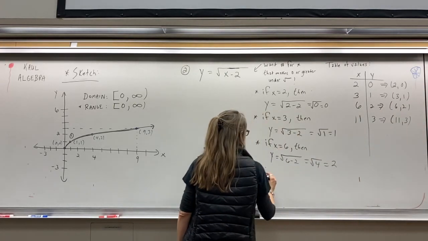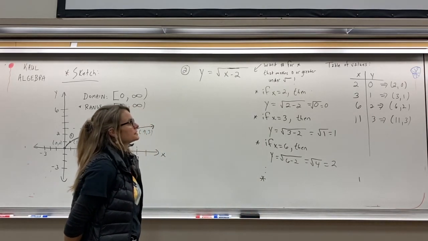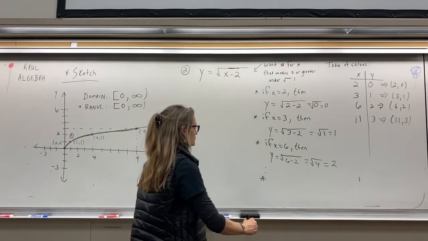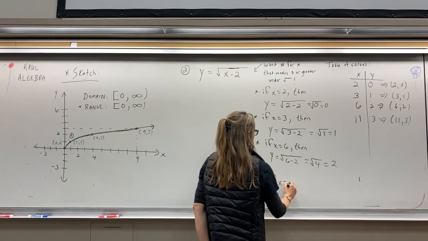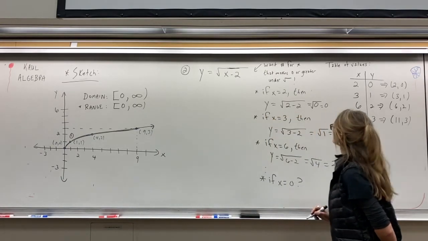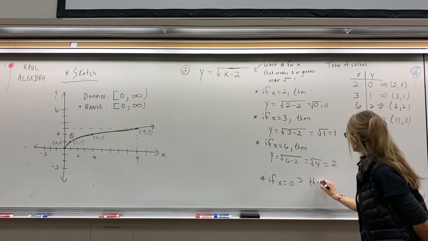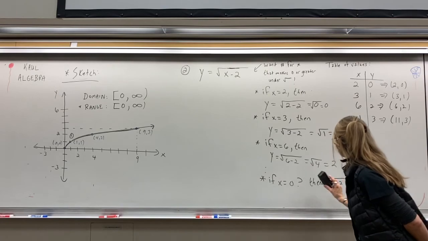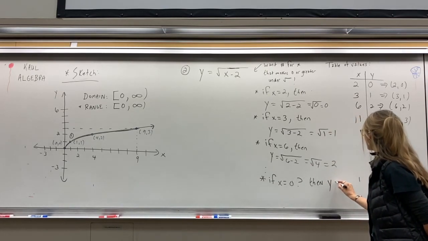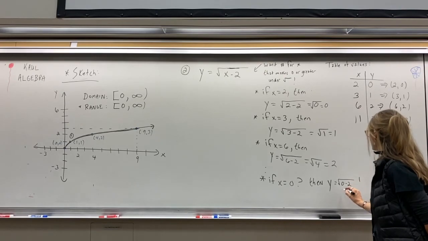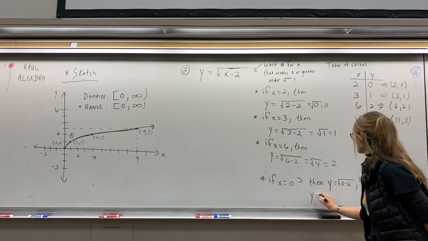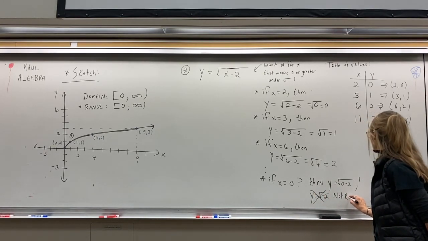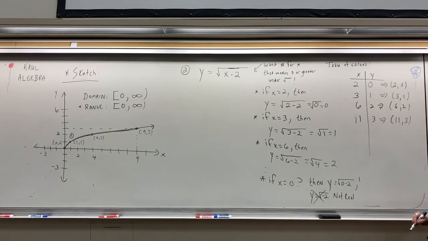Now, just another thought to carry into this equation is what happens if x is 0. Then we'll have y equals the square root of 0 minus 2. And y equals the square root of negative 2, which is not real. Okay, just a little note there.